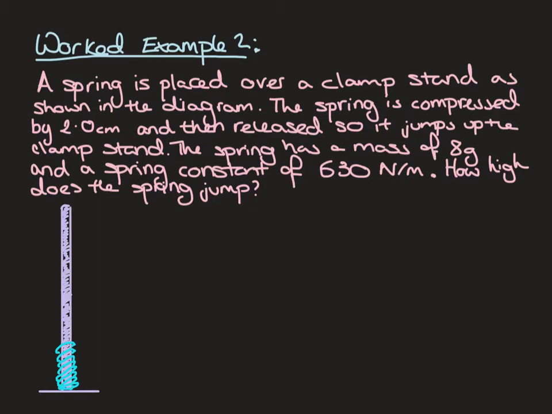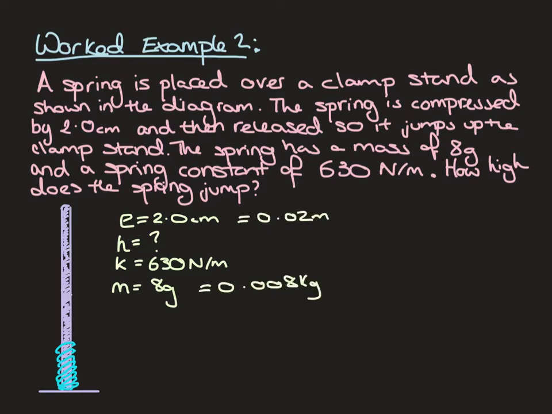First of all, we're going to write down our knowns and unknowns. So I've got the extension of the spring, or the compression. In terms of the equation, they're both the same in this case. So I've got that as 2 centimetres. I want to know the height that the spring is going to reach. I know the spring constant k, 630 newtons per metre, and I know the mass of the spring is 8 grams. So the first thing I need to do is check that those are all in the units that I need them to be in. So have a little think, do any of these need changing?